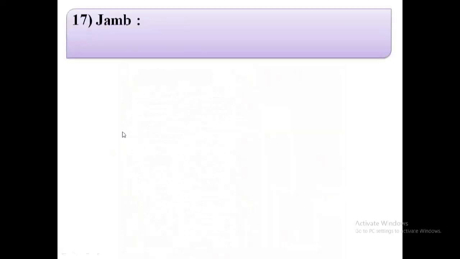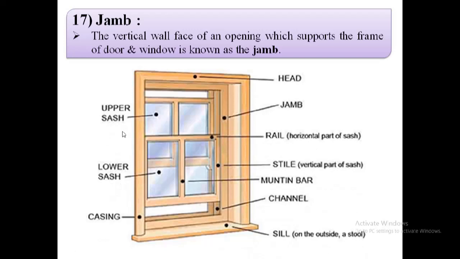Next technical term is jamb. The vertical wall face of an opening which supports the frame of door and window is known as the jamb. So here you can see this is the jamb, which is the vertical wall face of an opening and it supports the frame of door or window. This is the jamb.